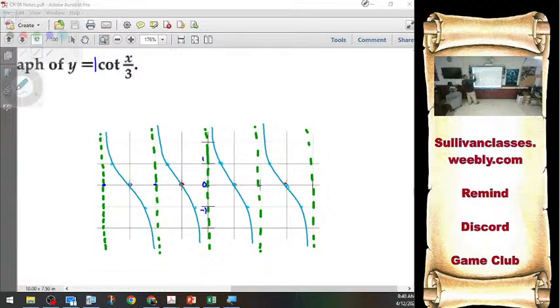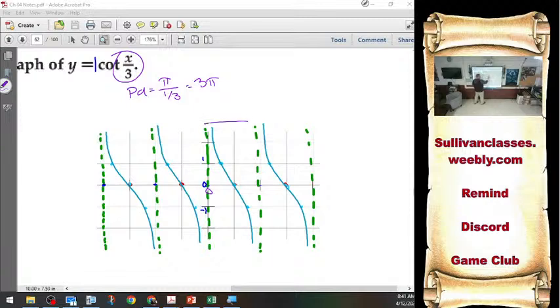The only difference with this one is that because the period is still pi over b, and there was no phase shift, and my first asymptote started at 0, the period is 3 pi. The distance between asymptotes is 3 pi. So if that's 0, that's 3 pi. That's 6 pi. That's negative 3 pi. That's negative 6 pi. So what are each of these boxes going by?